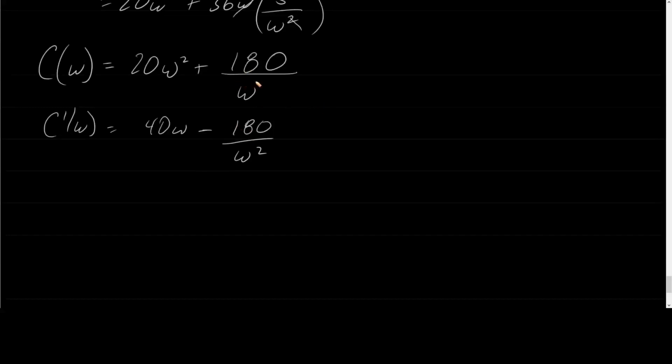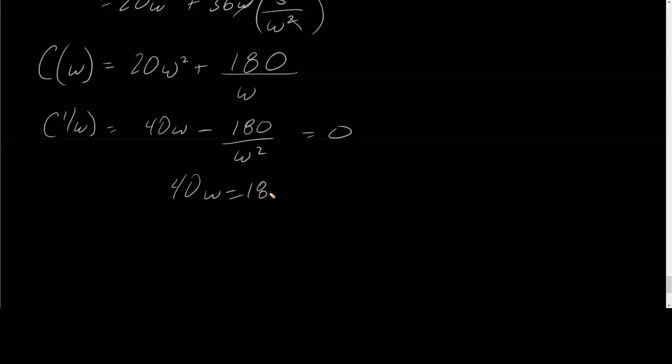You can think of this as 180 W to the negative 1, right? Bring the negative 1 to the front, subtract from the exponent. All right. Now, at this point, since we're looking for critical values, I'm going to set this equal to 0. Move this piece over. I end up with 40W is equal to 180 over W squared. Multiply both sides by W squared, divide both sides by 40. I end up with W cubed, right? W squared times W is W cubed. Is equal to, if I divide both sides by 40, I end up with 180 over 40. 180 over 40, they're both divisible by 10.